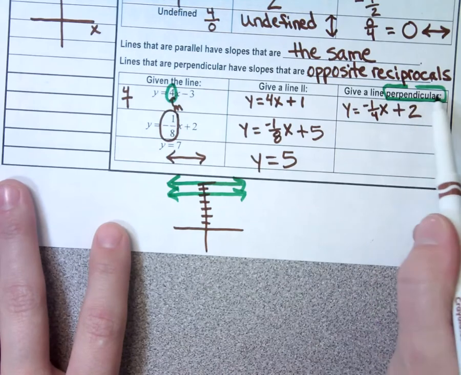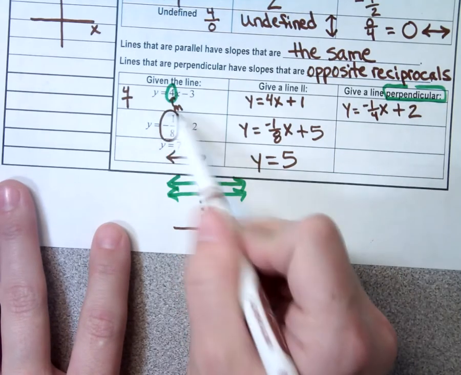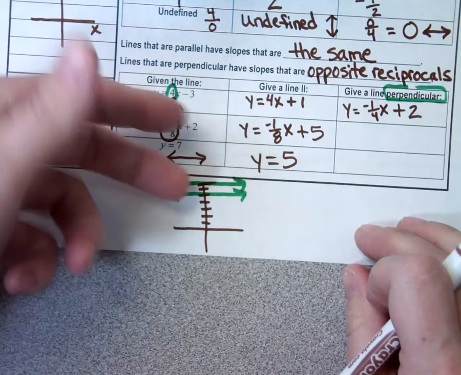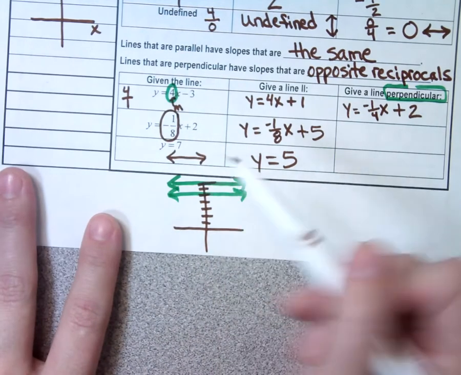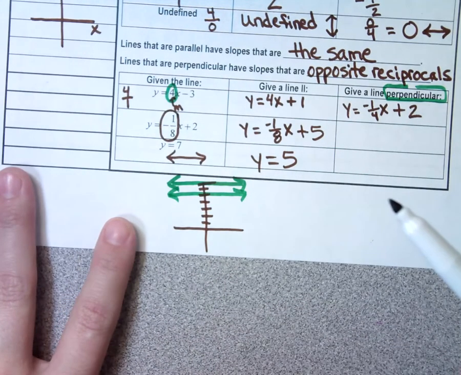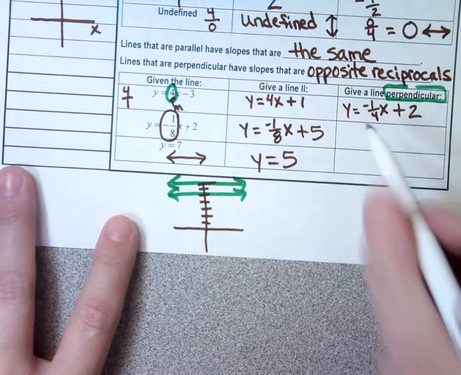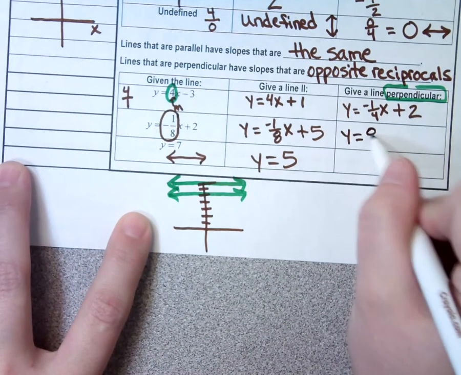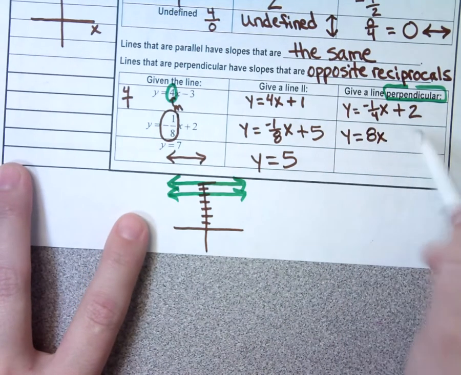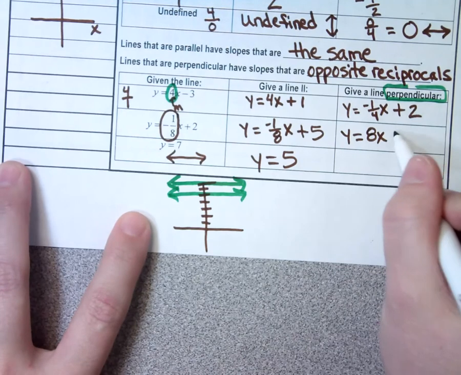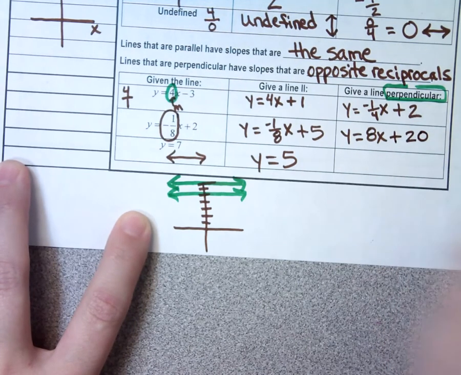Okay, if I want another perpendicular, I need the slope to be the opposite reciprocal. So that means flip and switch. If I flip the fraction over and I switch the sign, what do I get? A positive 8. So my new line would have a slope of positive 8. And then the y-intercept can be whatever I want it to be. Let's just say 20.